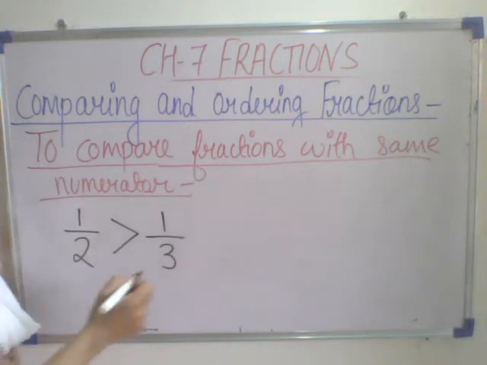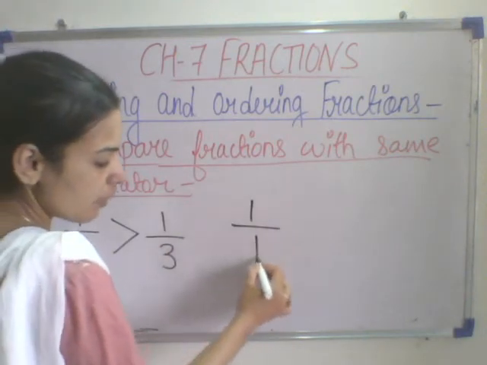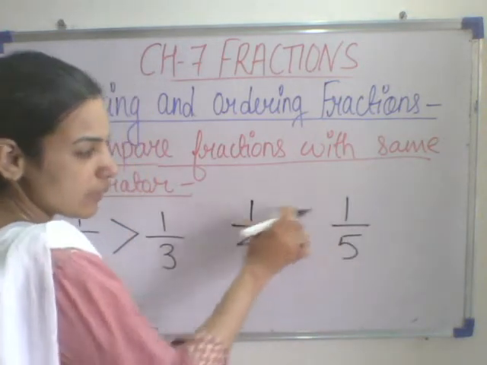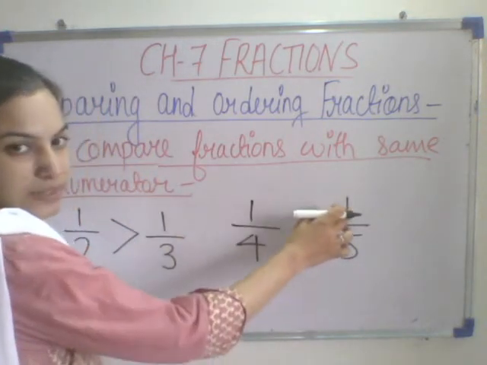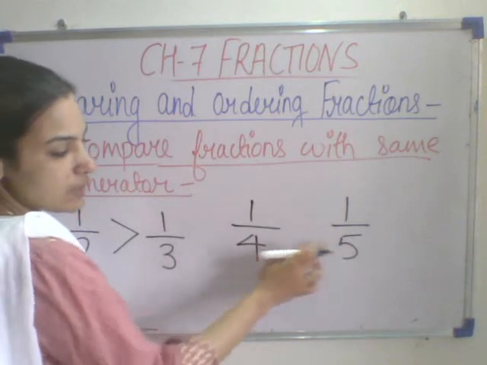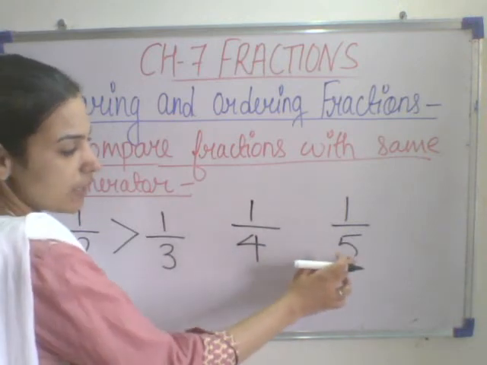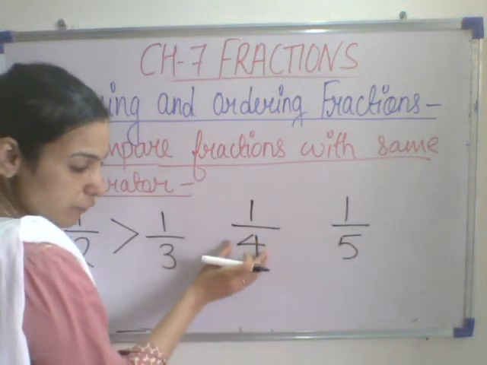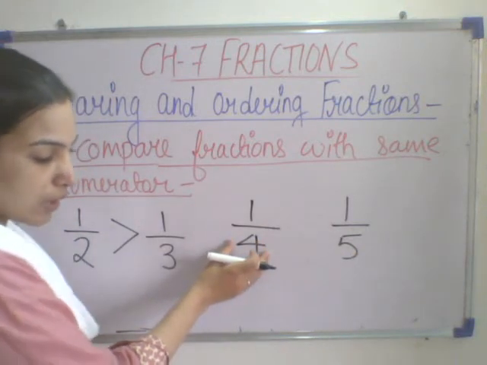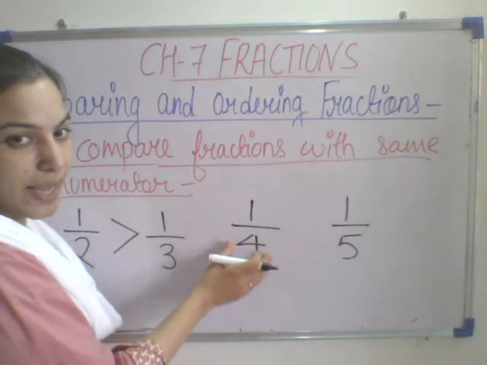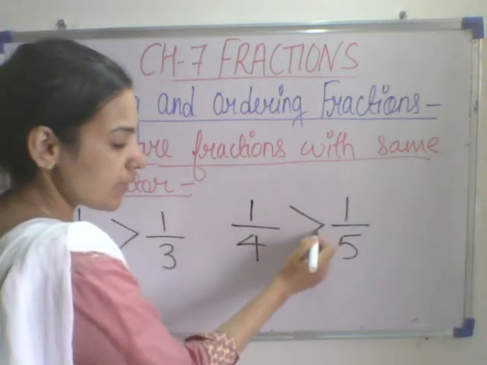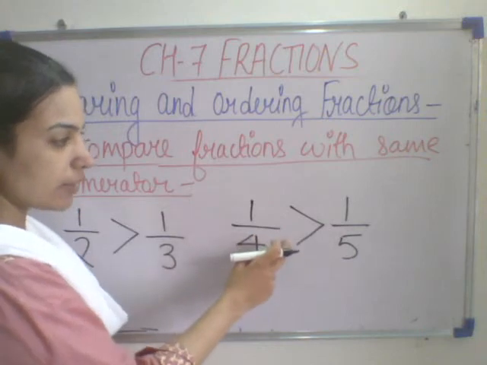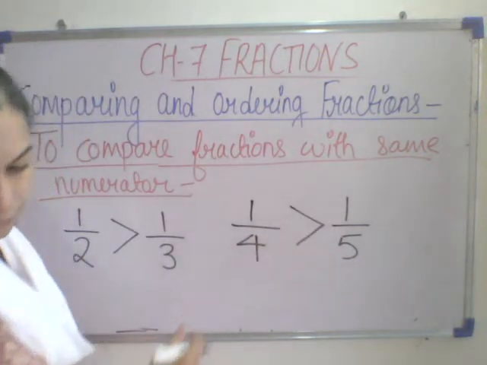Let us take another example, 1 upon 4 and here I am writing 1 upon 5. Again you can see the numerator is the same and the denominator is different. Here it is 4, here it is 5. So you have to see the denominator. The fraction which has the smaller denominator will be greater. So 1 upon 4 would be greater than 1 upon 5.